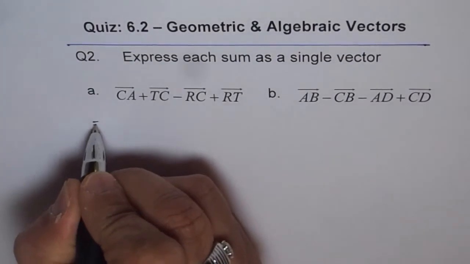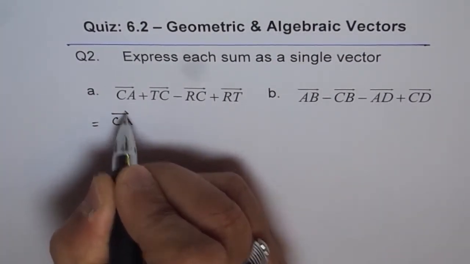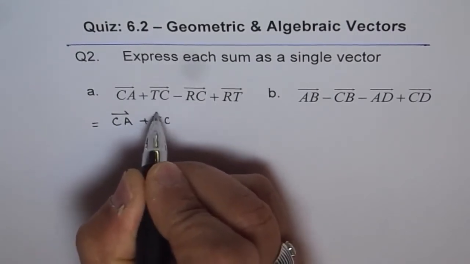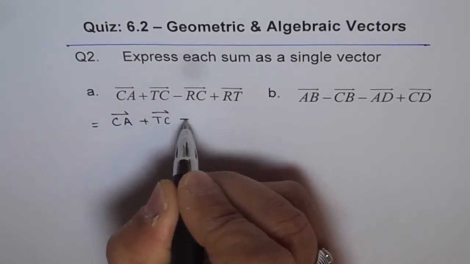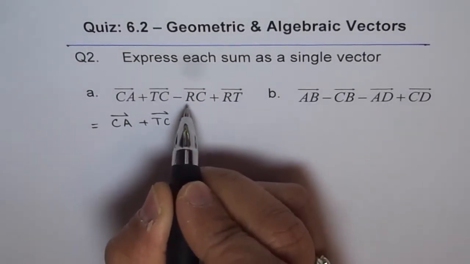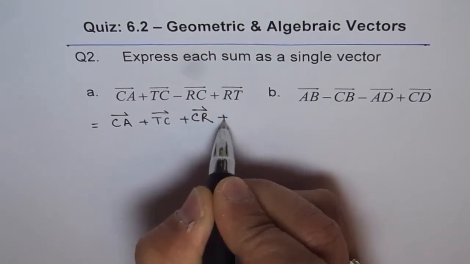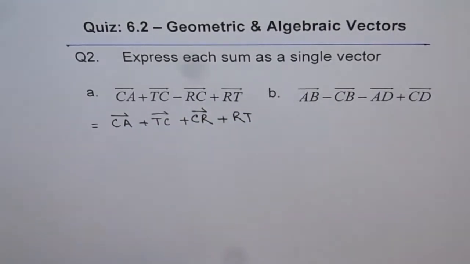So we'll write this as addition: CA is the first vector, plus TC. And then we'll write this as plus. When you reverse the sign, the order changes. So instead of R to C, it becomes C to R, plus RT.